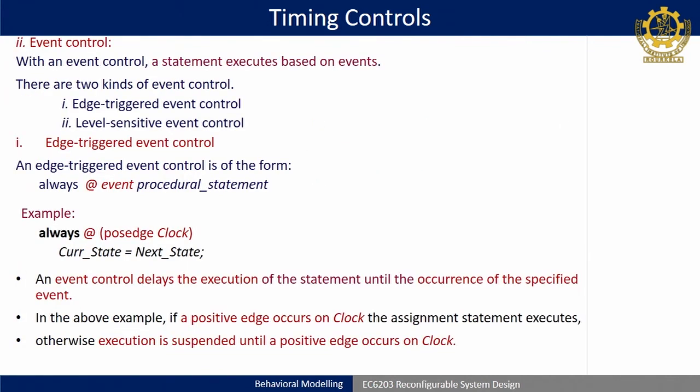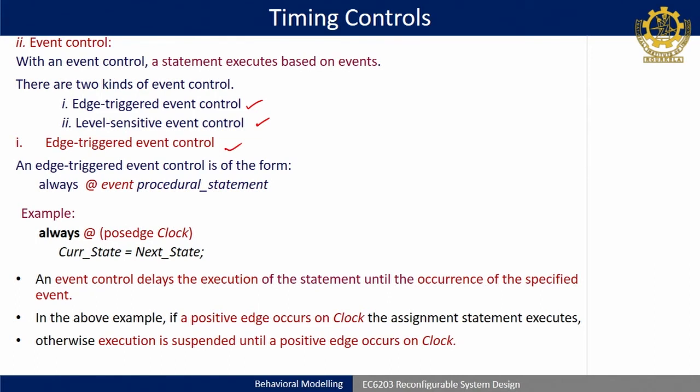Now, the next type of timing control is called event control. Event control is classified into two types, one is called edge triggered event control, another is called level sensitive event control. Okay. Initially we will see edge triggered event control.